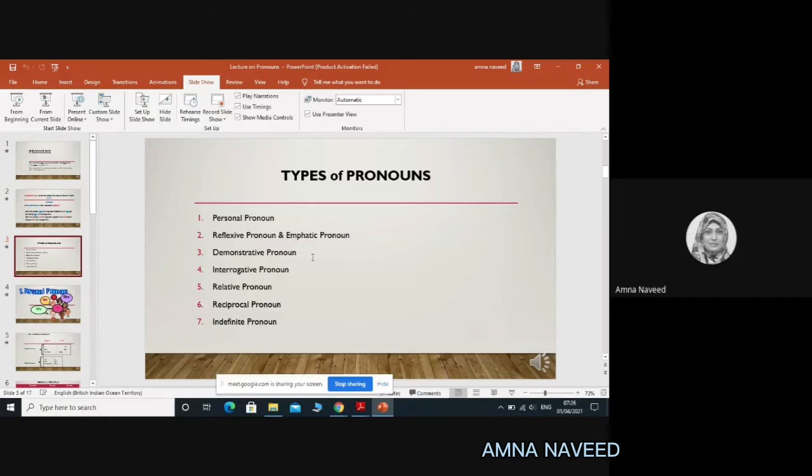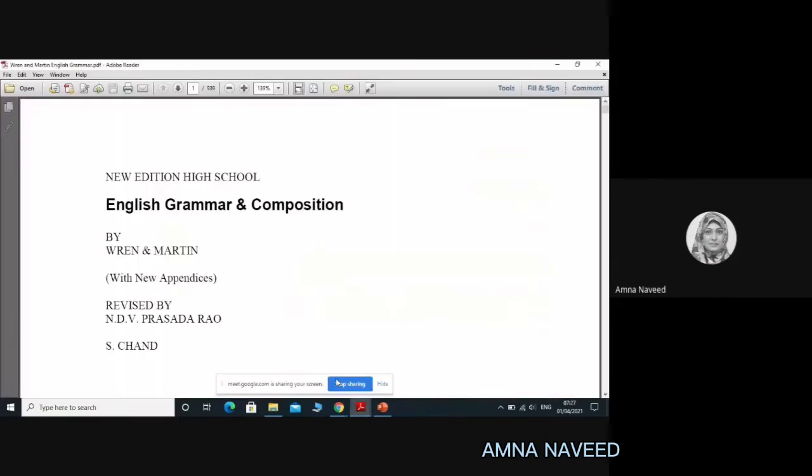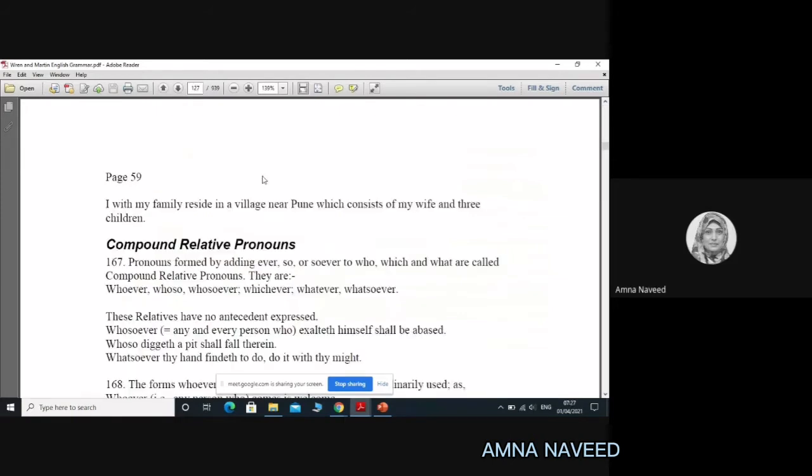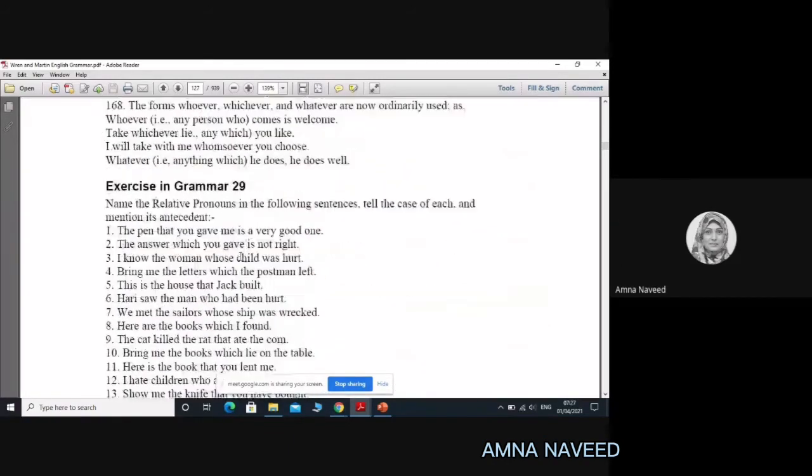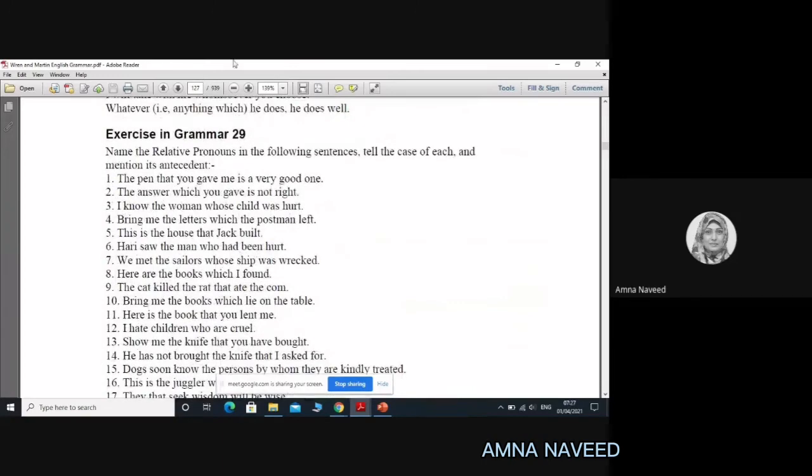So you may go into the detailed lecture of all this. You may view my previous lecture to develop your understanding on the topic of pronouns if you haven't yet watched it. So let's move towards the exercise that is our basic topic for today. I'm going to discuss a few exercises from Wren and Martin's book. So I am focusing on exercise number 29, page number 127. Here are compound or relative pronouns, and its exercise is given over here. So I hope my screen is visible to all of you.